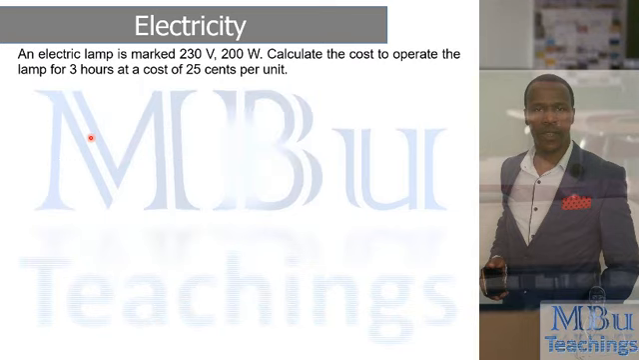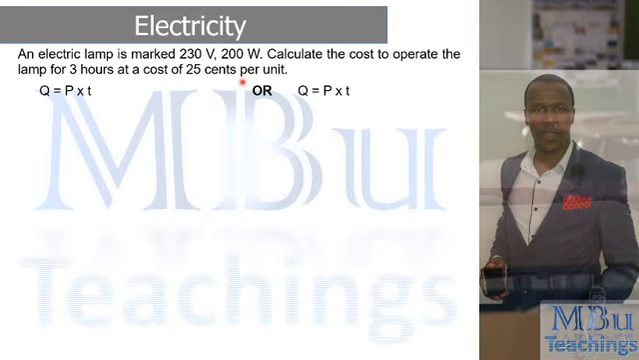This is yet another example for us that we need to go through. An electric lamp is marked 230 volts, which is 200 watts. Calculate the cost to operate the lamp over 3 hours at a cost of 25 cents per unit.